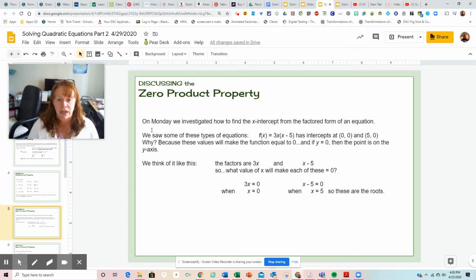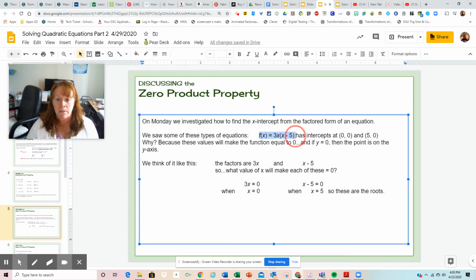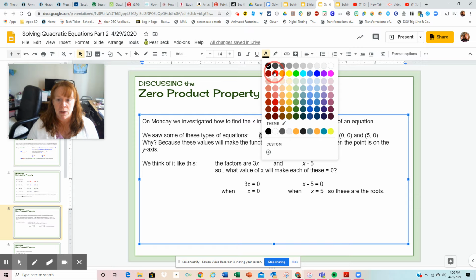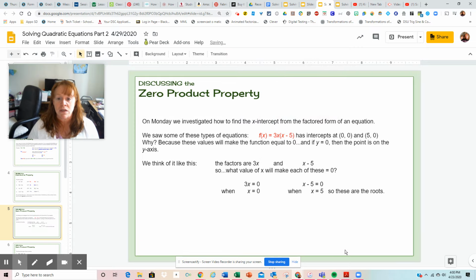So last Monday, not this past Monday, but the week before, we investigated how to find x-intercepts. So that's related to this. We actually used these types. So if I use this as my example, if I've got f of x equals 3x times x minus 5, it has intercepts at 0, 0, because that's when this is 0. And 5, 0, because that's when this part is 0. These will make the values equal to 0.